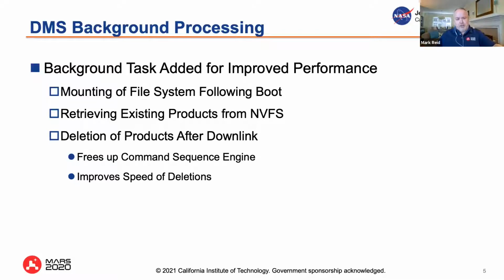And then also for deletion of products after downlink, we provide a DPSR that the ground uses to determine which products need to be deleted. In the past, on Curiosity, they would have to generate a sequence that gets uploaded, and then that sequence uses the command sequence engine and deletes products using that sequence. Instead, they can now upload a file, which is basically a listing of the data products to be deleted, and that gets done in the background, and it frees up the sequence engine for other commanding opportunities. So that improves the speed of deletions and also frees up that sequence engine. Next chart.